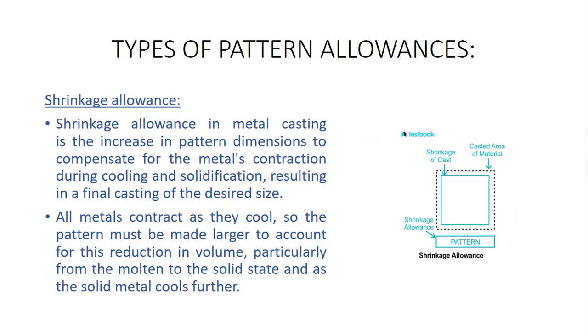This type of allowance is primarily used in metal casting in order to increase the pattern dimensions for better compensation of the metal contraction during cooling and solidification. So that leads to a final casting of the desired size and shape. Generally, all metals undergo contraction as they begin to cool. So the pattern must be made large enough to account for this reduction in volume, particularly from the molten state to the solid state, as the cooling continues to propagate further.